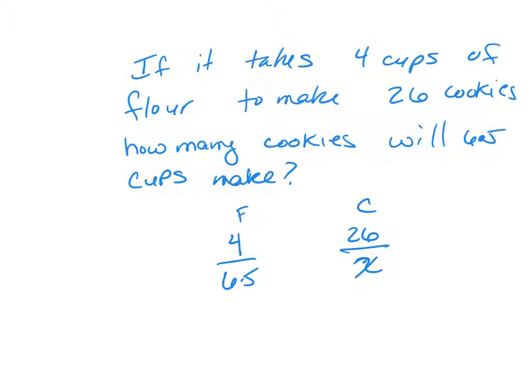So, is it going to make more than 26 or less than 26? More. So kind of look and see if you're doing it the right way. So what is 26 times 6.5? It is 169. 169 equals 4x, and divide by 4. 42.25. So we're going to have a little bit left over.